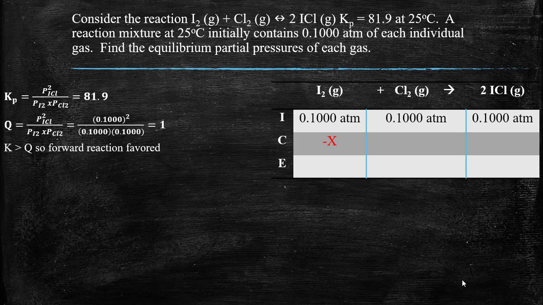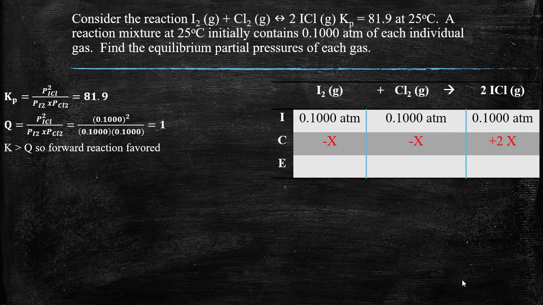That means that the iodine is going to lose some amount, X. And since the stoichiometry between the iodine and the chlorine is 1:1, the chlorine loses X, but the stoichiometry between the chlorine and the iodine monochloride is 2:1. The iodine monochloride will go up by 2X.